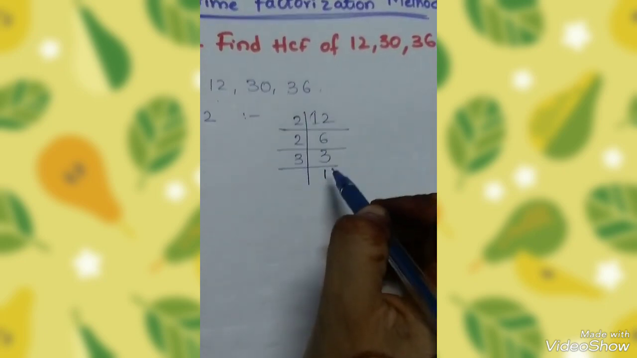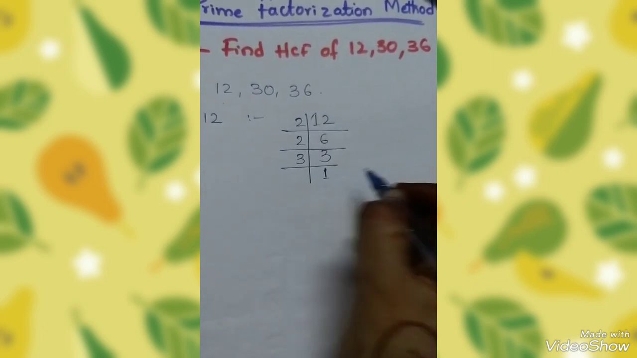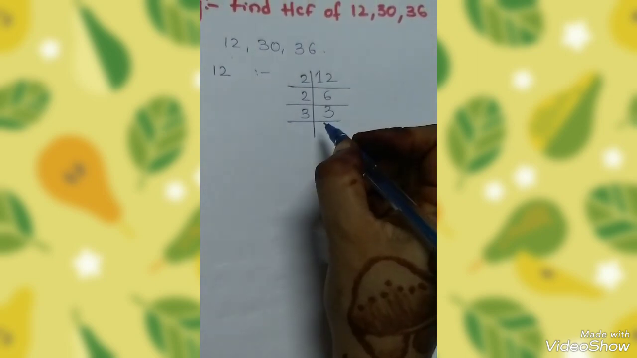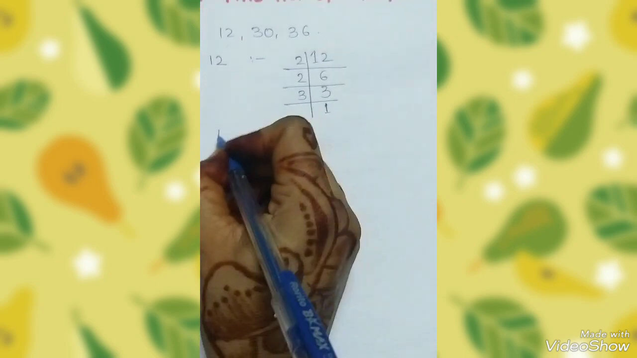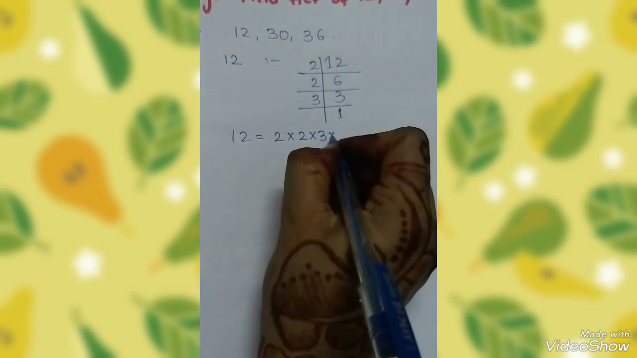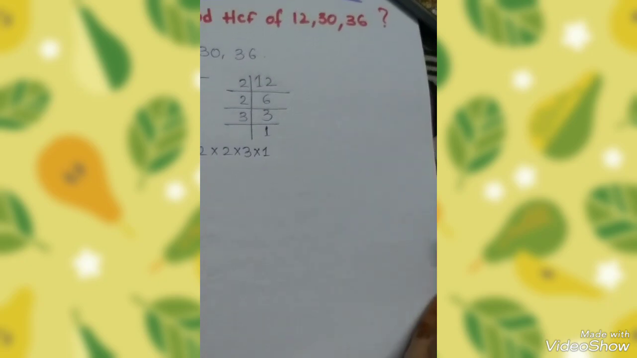We have to continue till we get 1 here. Okay, now we get 1 here, so stop the factorization. So factors of 12 are 2 into 2 into 3 into 1. Okay, now 30.